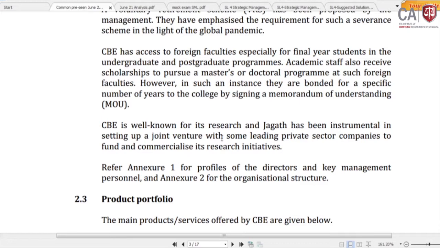However, in such an instance, they are bonded for a specific number of years to the college by signing a memorandum of understanding. So if you have utilized that facility given, they can't leave. They have to stay some years. They have to sign a bond, right? The CBE is well known for research. This Jagat, that son, has been instrumental in setting up a joint venture with some leading private sector companies to fund and commercialize its research initiatives, right.